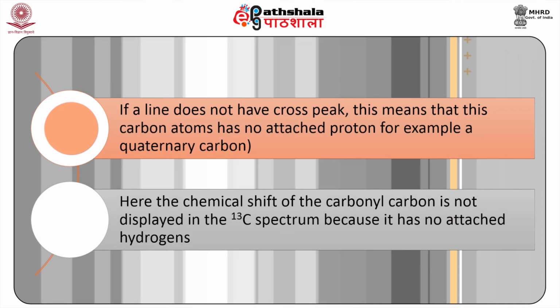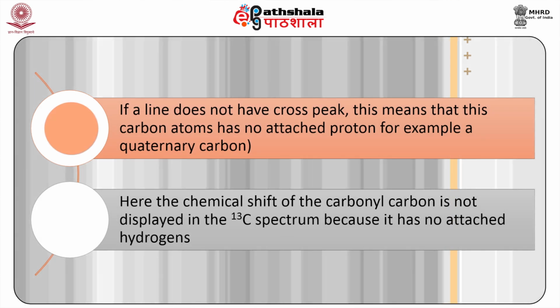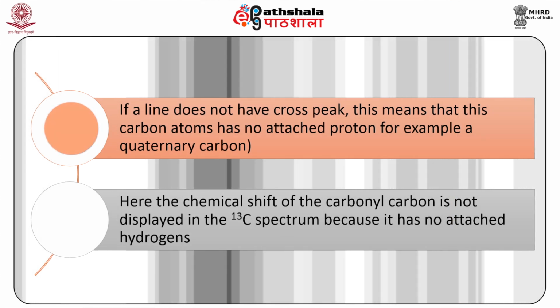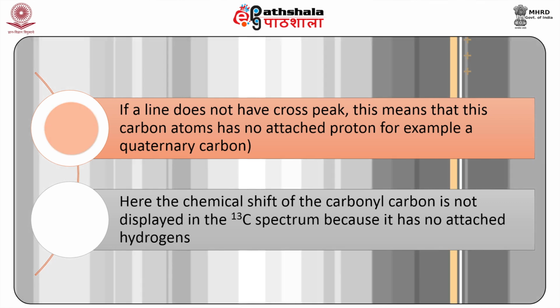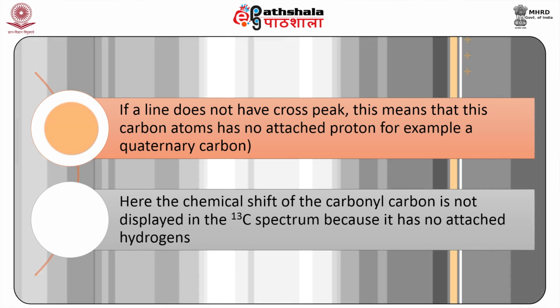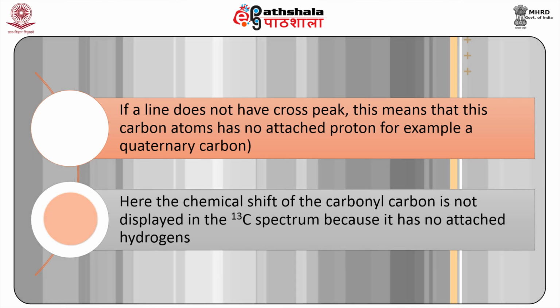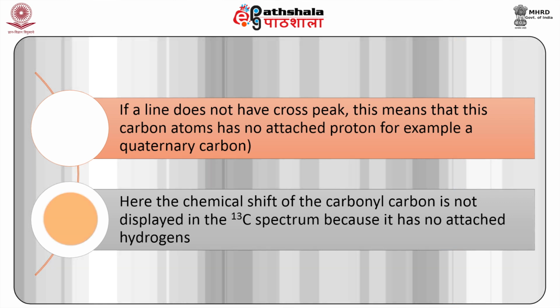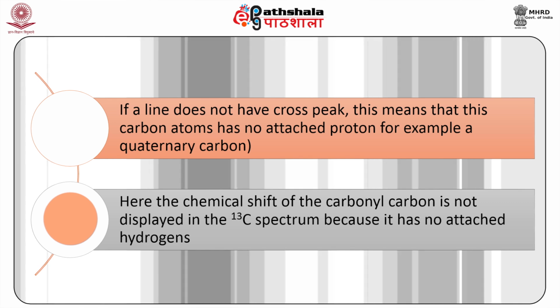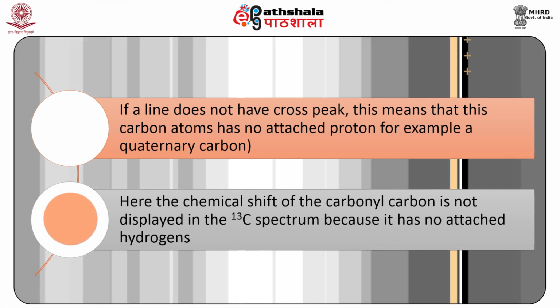If a line does not have any cross peak, this means that the carbon atoms are not directly attached to any proton, for example a quaternary carbon. Here the chemical shift of the carbonyl is not displayed in this 13C spectrum because it has no attached hydrogens.